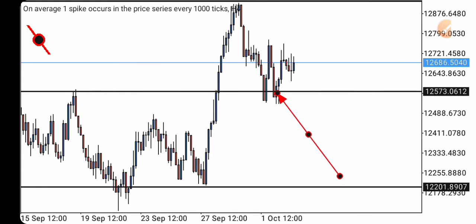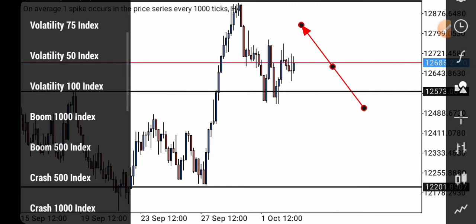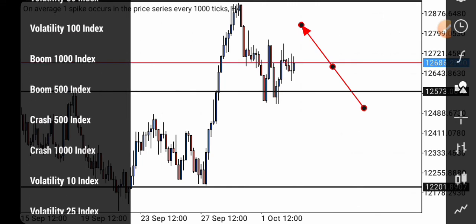You can see what happened here. We bought here. Yeah, I entered this. I bought here. I made some profits. I came back again. I bought. I made some profits. Okay, so let's move to the next chart. Let's move to another pair. Okay, let's move to crash 1000.